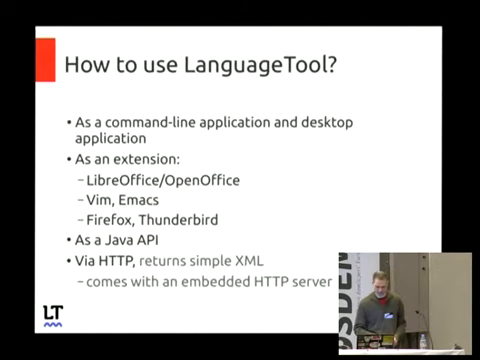So as a user, how to use LanguageTool: you can use it either as a command line application or on the desktop. We have also several extensions for LibreOffice and OpenOffice, Vim and Emacs, and Firefox and Thunderbird, and even a few more. If you're from the Java world, you can directly use our API. And if you're using some other language, then you might use our embedded HTTP server. We also have an HTTPS server, which returns some very simple XML, which you can then parse to see the errors in your text.